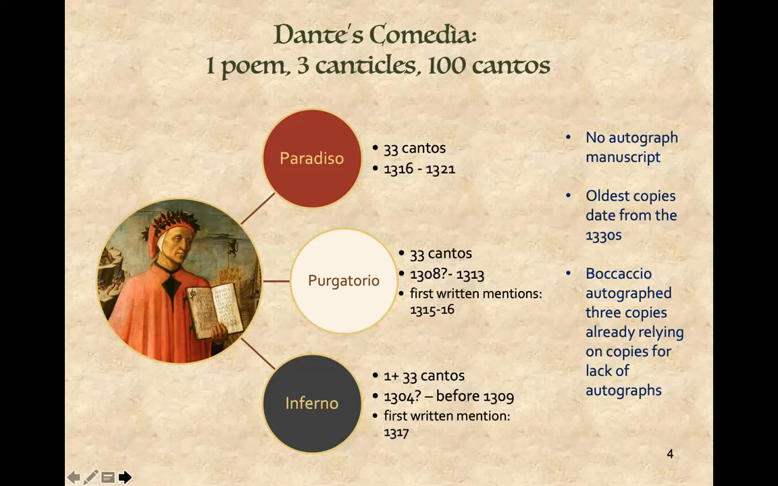So we have, as you all know, a poem that is divided into 3 canticles, and the 3 canticles form a whole of 100 cantos. And how did Dante manage to do that? He put essentially 1 introductory canto, and then 33 cantos of Inferno, 33 cantos of Purgatorio, and 33 cantos of Paradiso. And I've put here a little bit of time frame for those. As we said last time, he started writing after his exile.